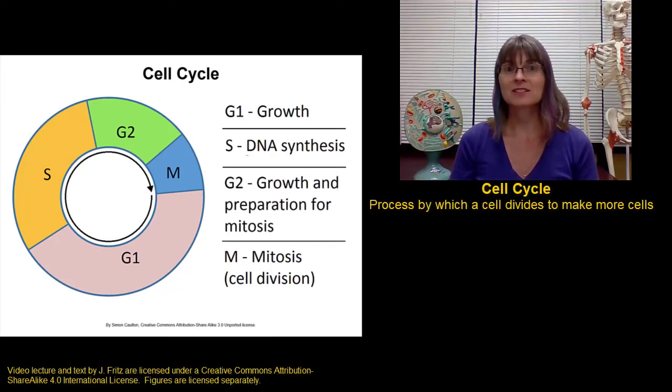As living things, cells have to grow and reproduce. That's what living things do. Let's take a closer look at the cell cycle, which is the process by which a cell is able to divide to make more cells.